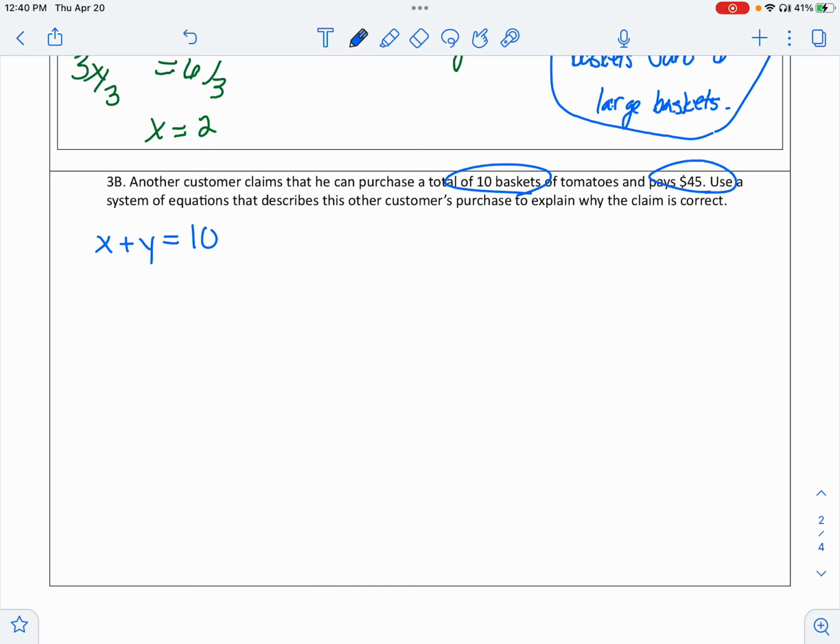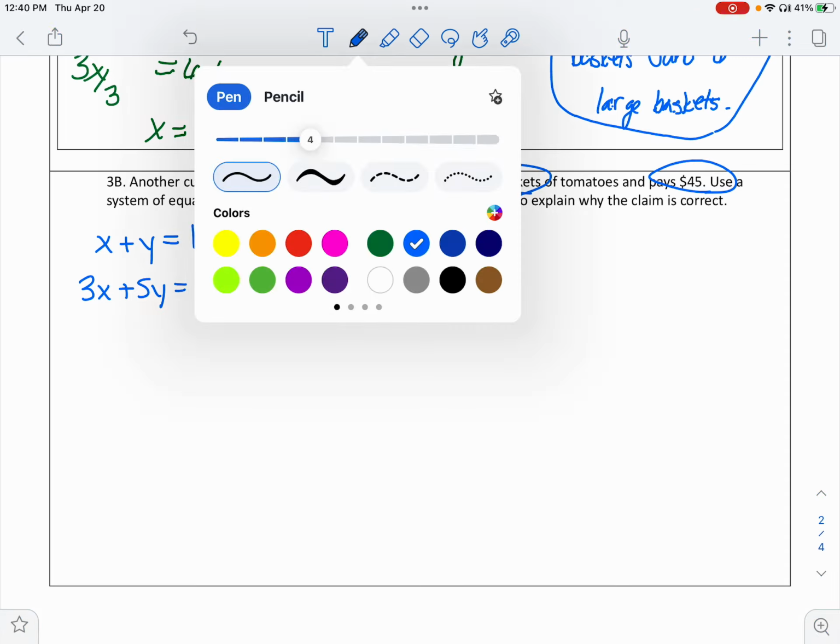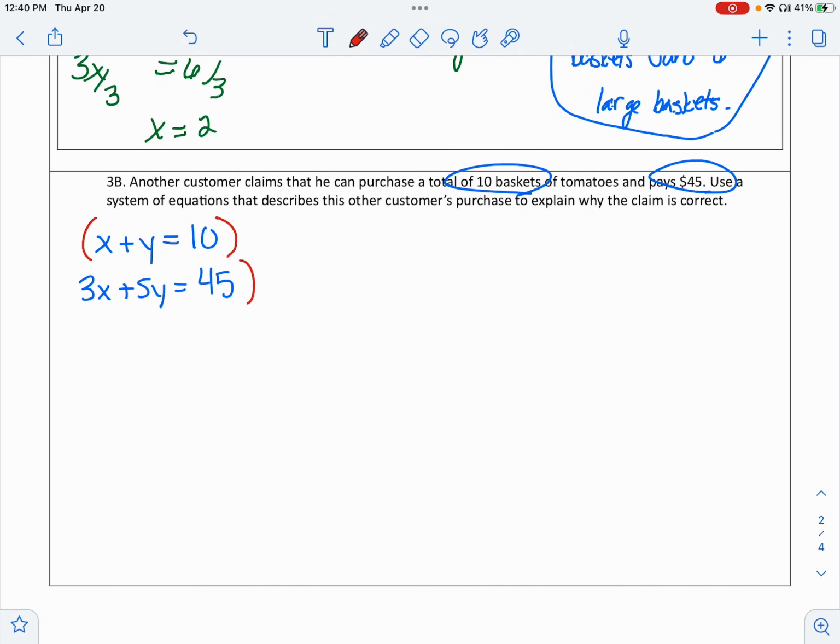And $45. So let's just spend that instead. And we're going to see if he is correct or incorrect. So we'll do the same thing. -3 and 1. It says use a system of equations. That's what we just did. That describes his purchase and explain if he is correct.